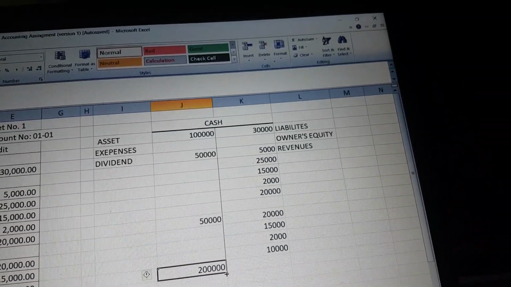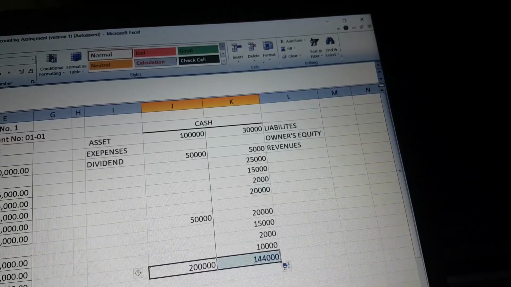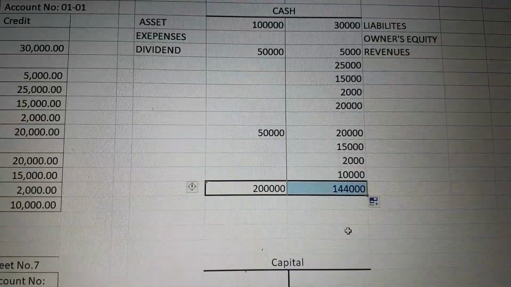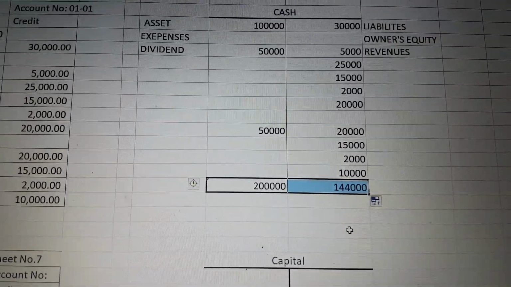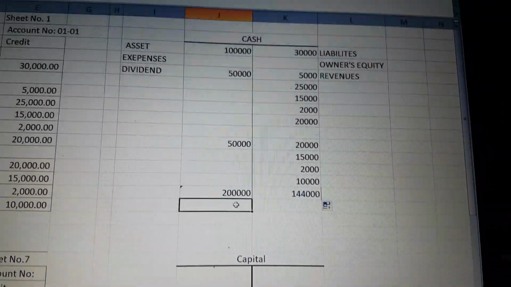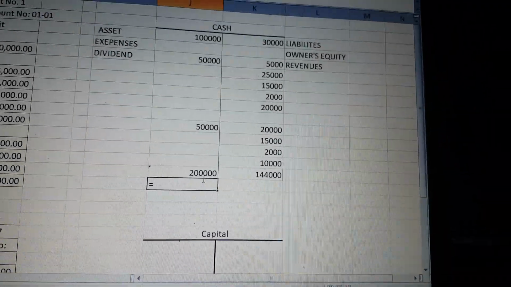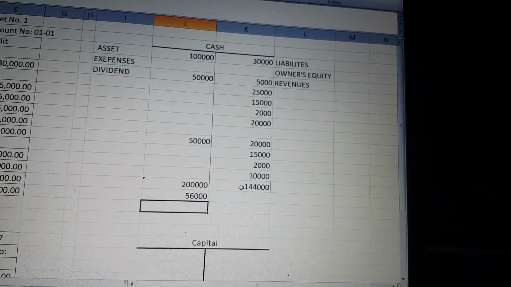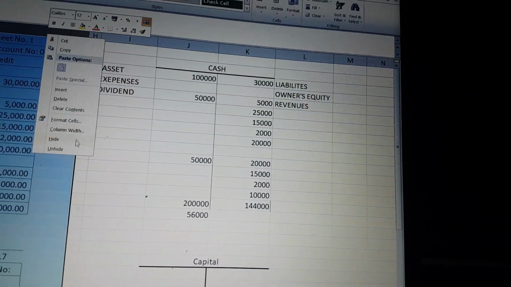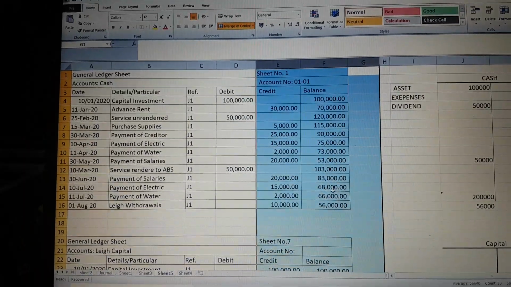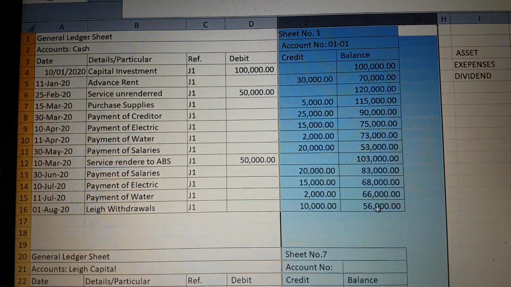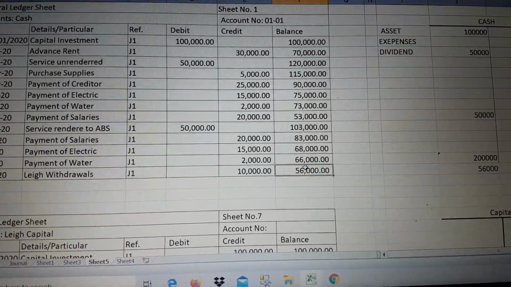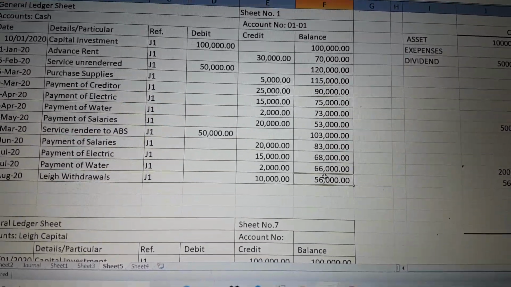200,000 for our debit, and for our credit we have 144. So if we deduct, we have a debit balance of how much? 200 less 144, then we have 56. So let's now check the ledger. It's the same as our ledger, which is also 56. See, a debit balance of 56. Because if, for example, this were a credit balance, it would be negative.